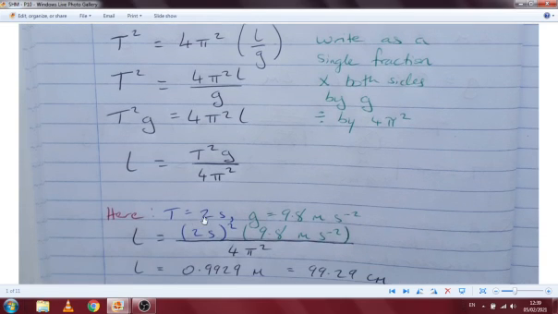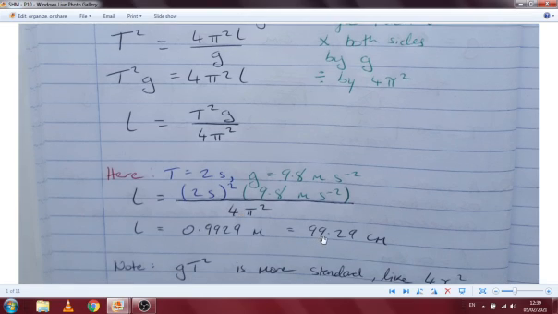So here, the period is 2 seconds, gravity is 9.8, so my length is t squared times g over 4 pi squared, which gives me a length of 99.29 centimeters, or 0.9929 meters.